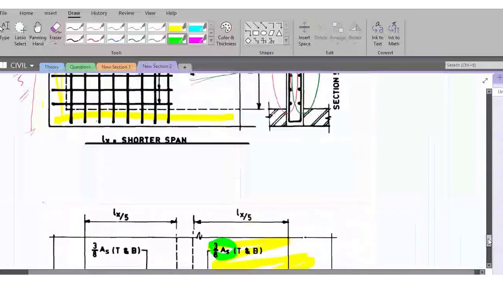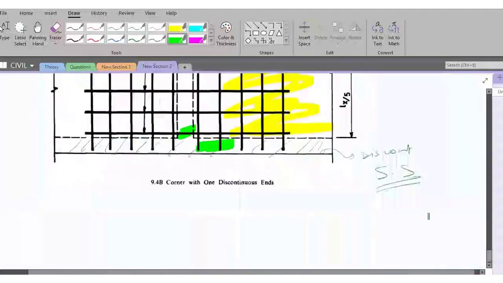So I hope it is clear to you how you have to provide the torsion reinforcement. If there is any doubt, you can ask.